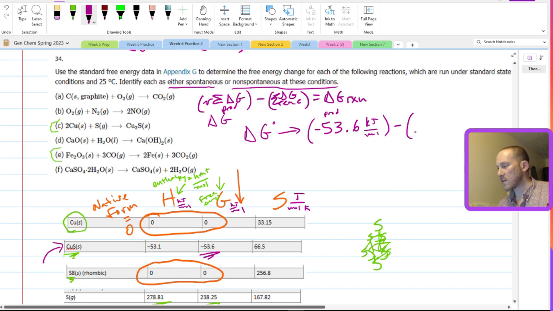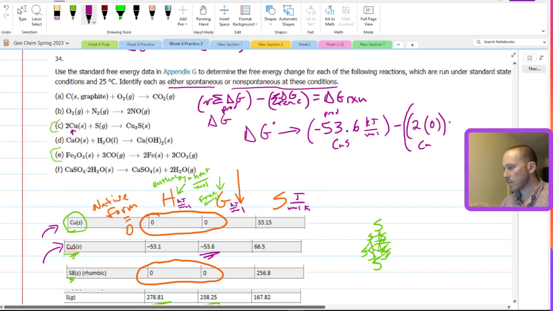And our reactants, we have 2 of them. And the delta G for this one, well, it's solid copper. The delta G is 0. That's 2 times 0, which I'm just going to write to be unnecessarily thorough. And so that was for the copper, right? This is the copper sulfide.